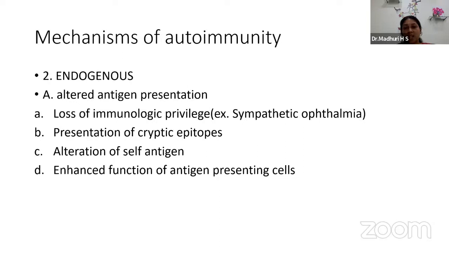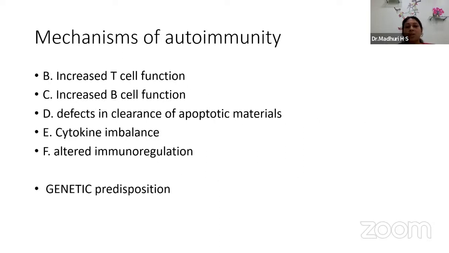And enhanced function of the antigen presenting cells. These are the mediators between the innate immunity and adaptive immunity. If they start overacting, then also there is going to be an autoimmune disease. There can be increased T cell function and increased B cell function. All these are important mechanisms in multisystemic diseases like SLE. Then defects in the clearance of apoptotic materials. Apoptotic materials are the dead cells. If they are not cleared, they are themselves going to behave like antigens. Cytokine imbalance and altered immunoregulation are also mechanisms.